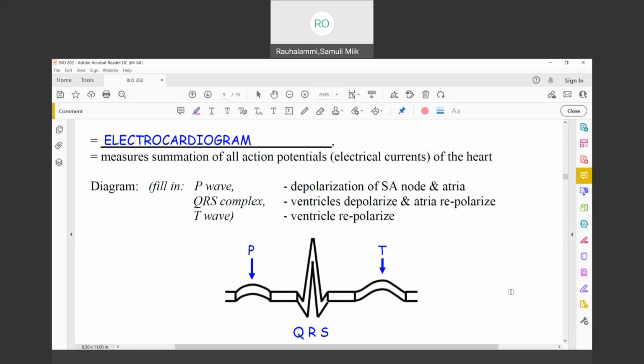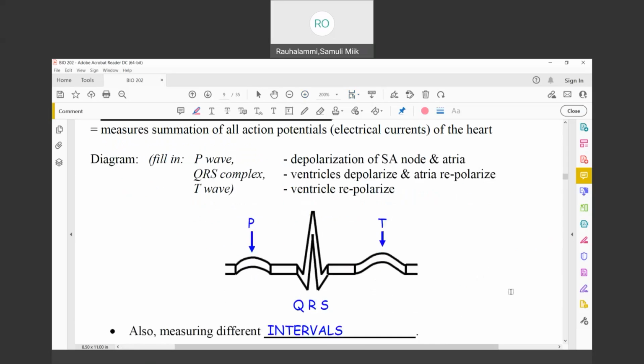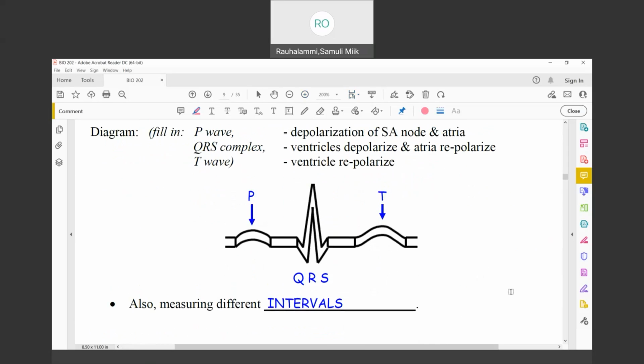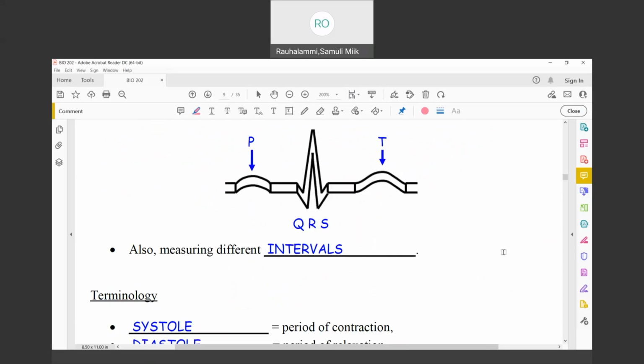During the T wave, the ventricles are now repolarizing. In addition to looking for these events on the EKG trace, looking at whether they look normal and whether they're present, we can also look at the intervals between these different events.